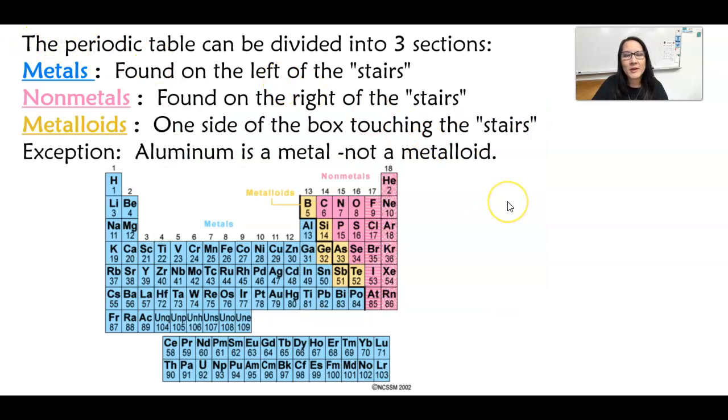The periodic table can be divided into 3 sections: metals, nonmetals, and metalloids. Metals are found on the left side of the periodic table, and then the nonmetals are found in pink on the right side. Then we have what's called the metalloids, and one side of the box touching the staircase is going to indicate a metalloid. So here's the staircase. It's slightly bolded, and any element that is sitting on top of or below the staircase is considered a metalloid. There is an exception. Aluminum is under the staircase touching it, but it's not a metalloid, it is a metal.